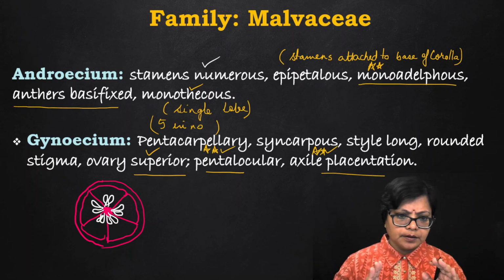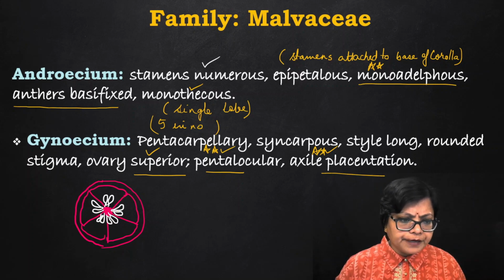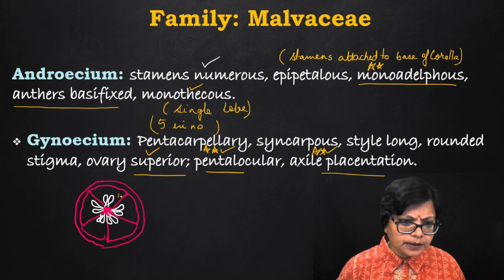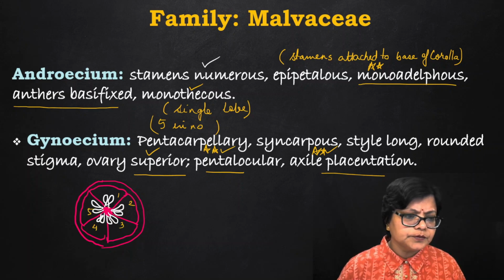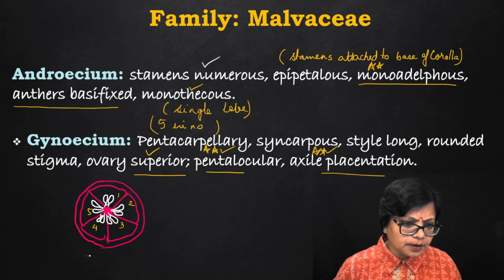Carpels are many, that means 5 in number, and the ventral suture of each carpel joins at the center of the ovary to form many locules. How many locules? 5 locules. 1, 2, 3, 4, 5. So pentalocular.